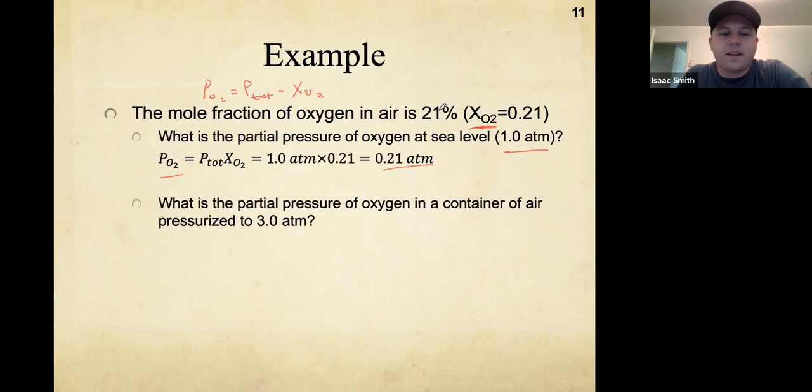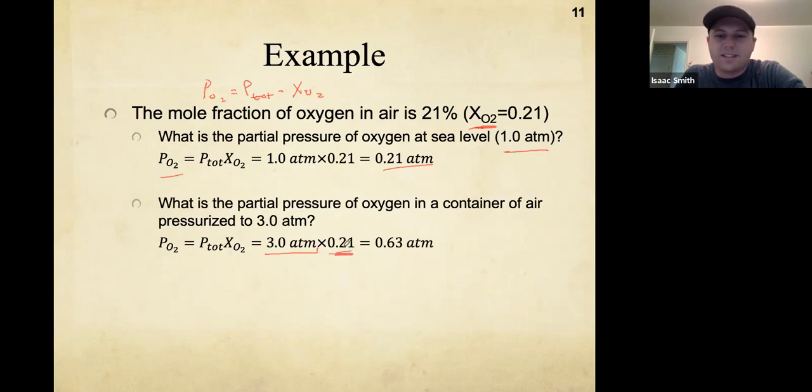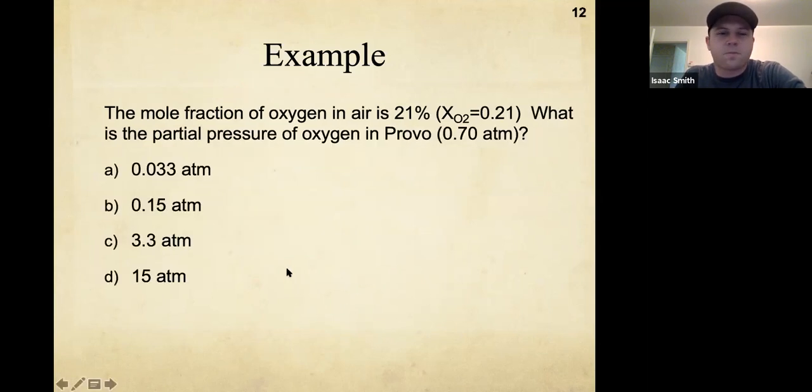So what is the partial pressure of oxygen in a container of air pressurized to 3 atmospheres? Well, now our pressure changes. So our total pressure is 3 instead of 1, but the mole fraction is the same. And so we can solve for the partial pressure of oxygen in a container. Okay, go ahead and pause it and try this question, see how you're doing with it.